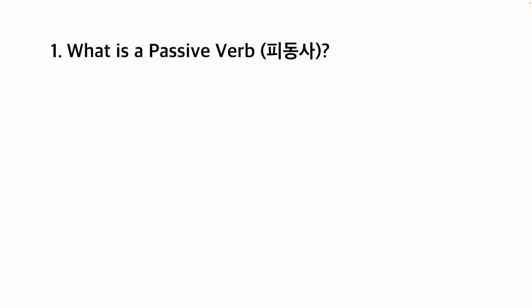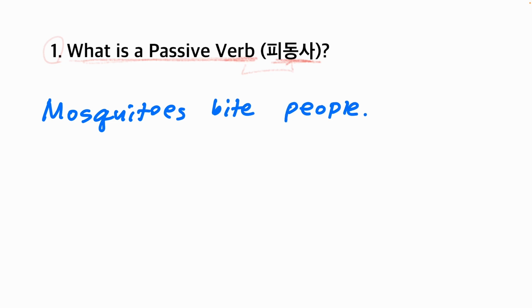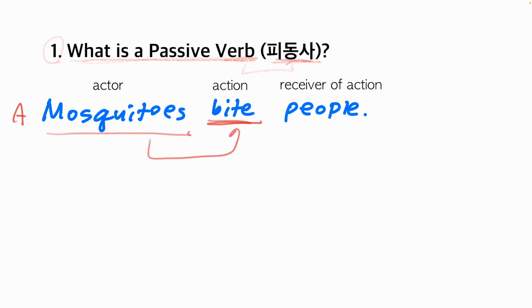Okay guys, so let's first start from what exactly is a passive verb, which is 피동사 in Korean. So let me first give you this sentence, guys. Let's say mosquitoes bite people. And this sentence is in active voice because bite is an active verb that the subject of the sentence does, right? Mosquito do the action of biting, and mosquito is the actor.